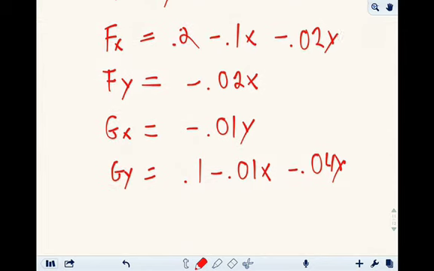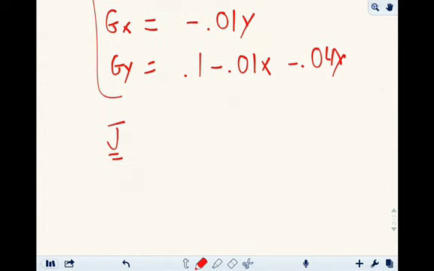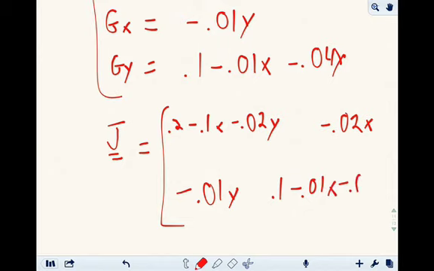Now, this is our Jacobian. So our Jacobian ultimately looks something like this: 0.2 minus 0.1x minus 0.02y. The second term is minus 0.02x. It comes from the coupling. And our off diagonal term down here is minus 0.01y. And our other diagonal term is 0.1 minus 0.01x minus 0.04y.